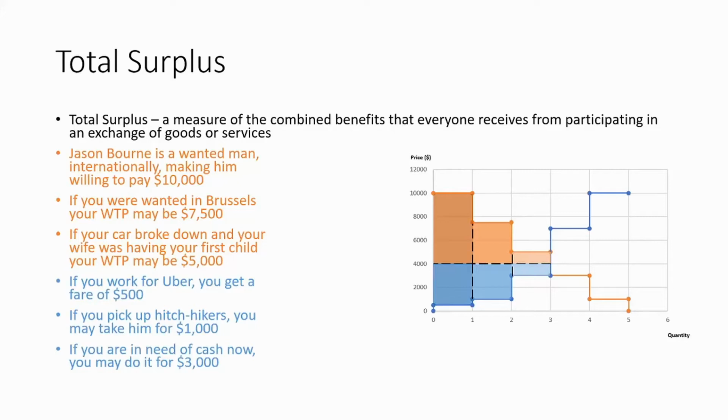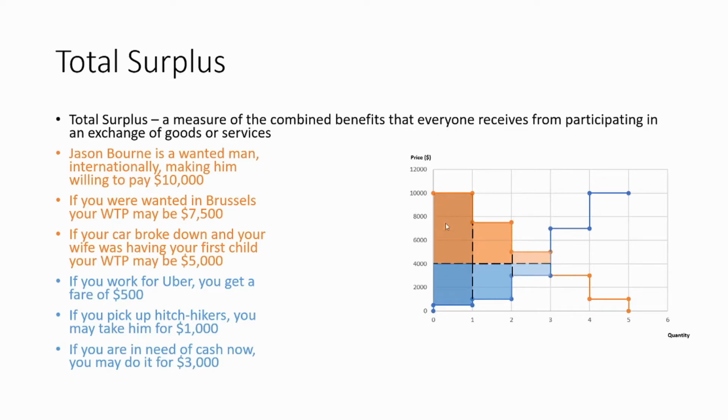Now that we've talked about consumer surplus and producer surplus, we can talk about total surplus, which is the combination of the two. Total surplus is a measure of the combined benefits that everyone receives from participating in an exchange of goods or services. So in our market here, we have 3 people who are purchasing a ride to Paris and 3 people who are willing to sell or supplying a ride to Paris.